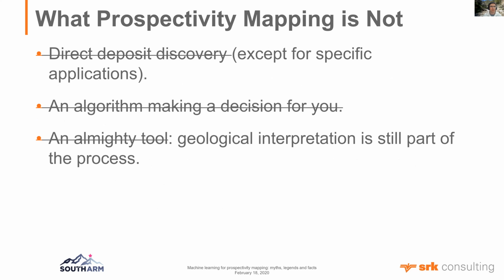And what prospectivity mapping is not, it's not a direct deposit discovery tool, which means if you have a dot on the map, doesn't mean necessarily there'll be a deposit. And if there is one, you haven't discovered it yet, you need to drill and to prove it exists. It's definitely not an algorithm making a decision for you. At the end of the day, you're the one generating targets, and it's definitely not an almighty tool. Geological interpretation is still a huge part of the process. So sorry for those who did want to find deposits without geology. We're not there yet.